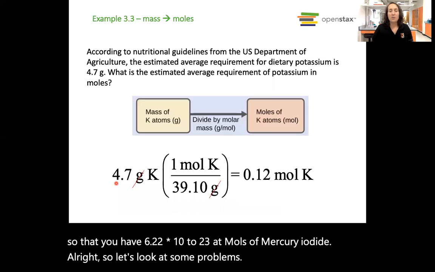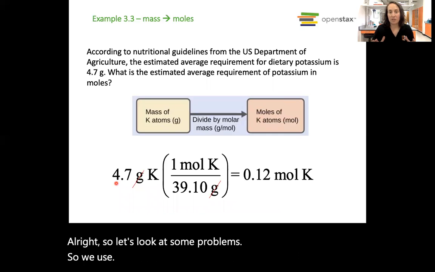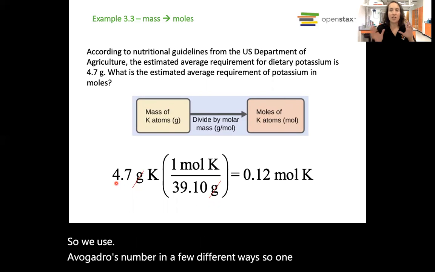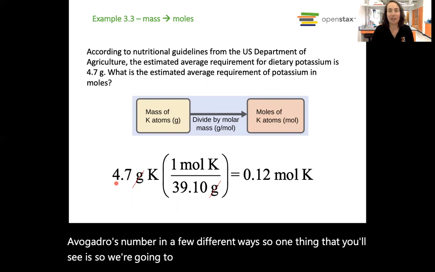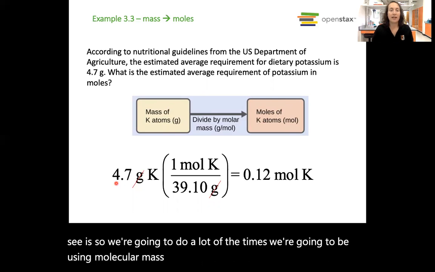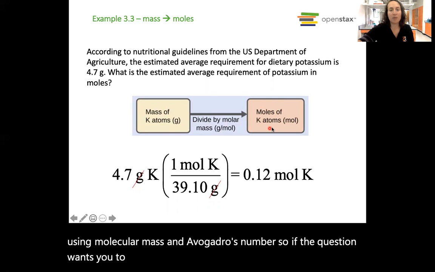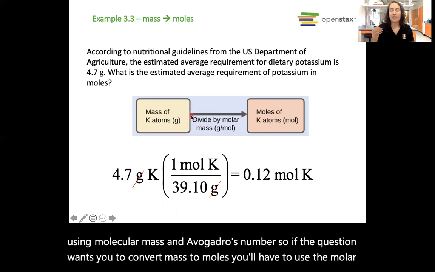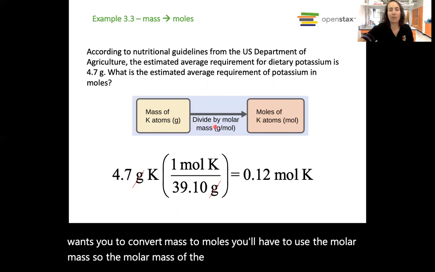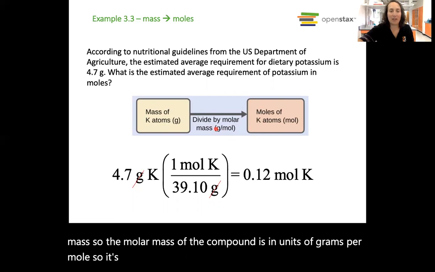We use Avogadro's number in a few different ways. A lot of the time, we're going to be using molar mass and Avogadro's number. If the question wants you to convert mass to moles, you'll have to use the molar mass. The molar mass of the compound is in units of grams per mole, so it's a link between grams of the compound and moles of the compound.